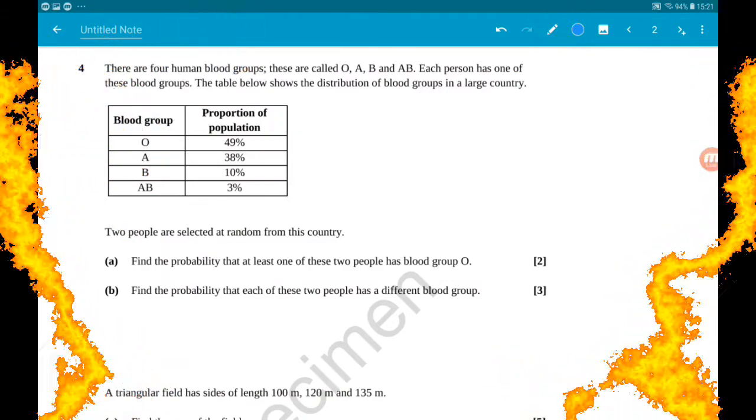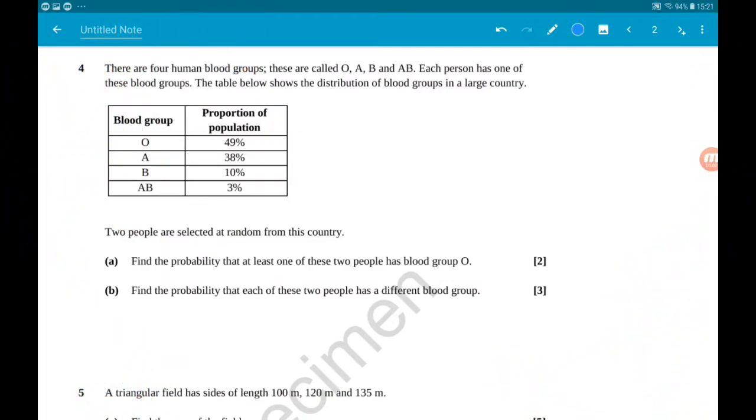Cool. Okay, number 4. There are 4 human blood groups. These are called O, A, B, and AB. Each person has one of these blood groups. The table shows the distribution of blood groups in a large country. So, O is 49%, A is 38%, B is 10%, and AB is 3%. Two people are selected at random from this country. Part A, find the probability that at least one of these two people has blood group O.